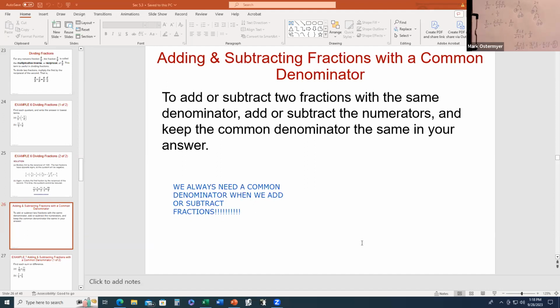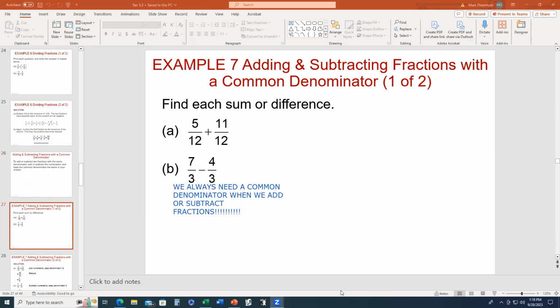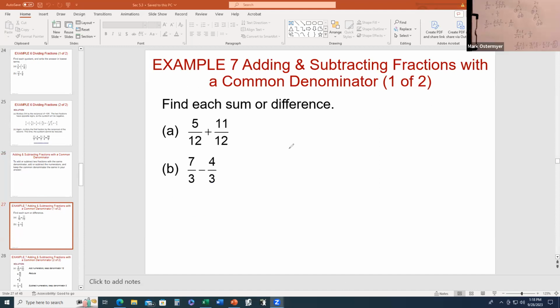Do you need a common denominator when you multiply or divide fractions? No, you do not. Don't waste your time finding them. Do we need a least common denominator when we add or subtract fractions or mixed numbers? Answer is yes. Must have one. If you don't have one, you're doing illegal math. Okay. Gotta have a common denominator whenever you add or subtract fractions. All right. So why is life good with these problems?